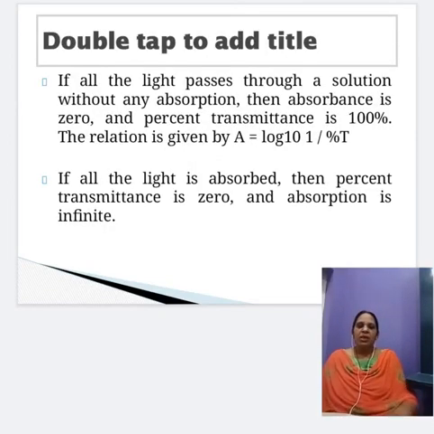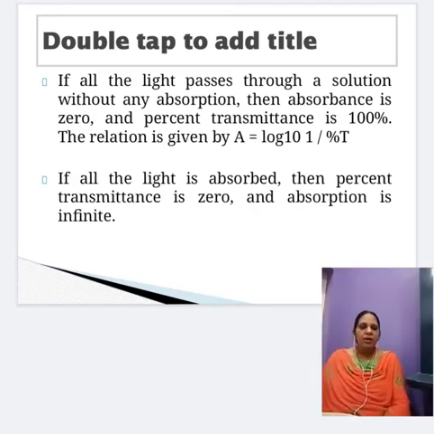See in this next slide, you can observe. If all the light passes through the solution without any absorption, then absorbance is 0. The material is not able to absorb any amount of radiation falling on it. Then what is the result? There is no absorbance. The absorbance is absolutely 0. When the absorbance is 0, the transmittance is 100%.